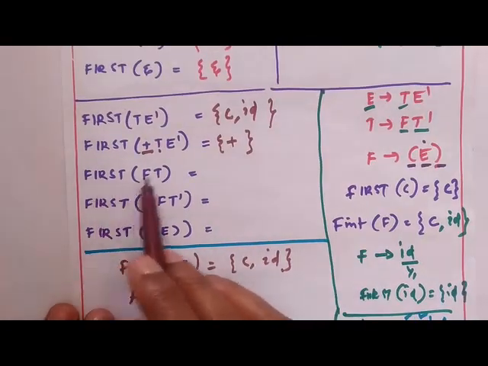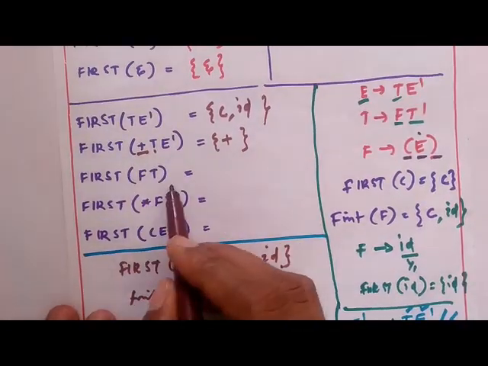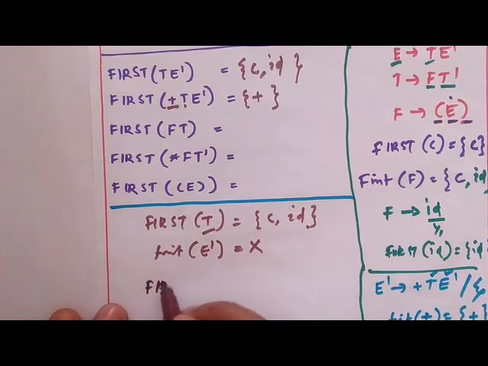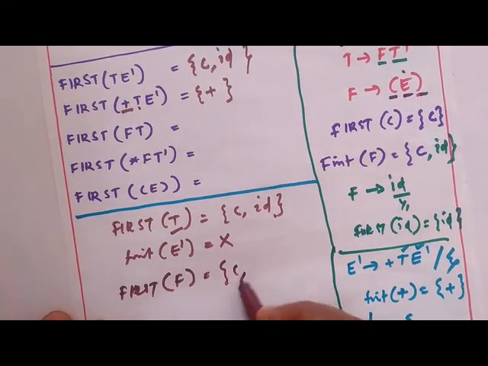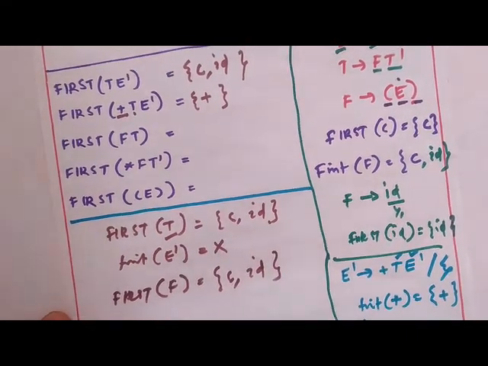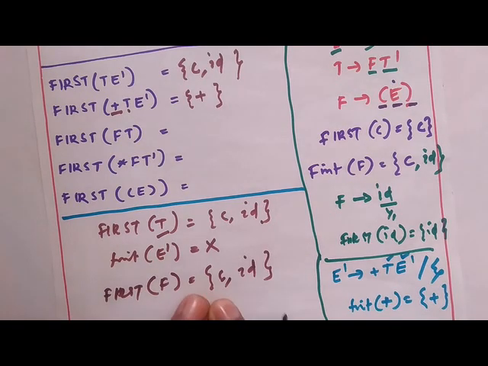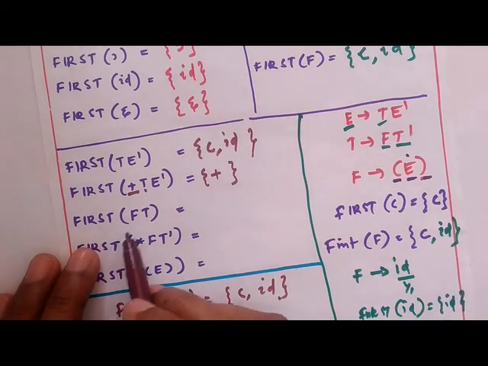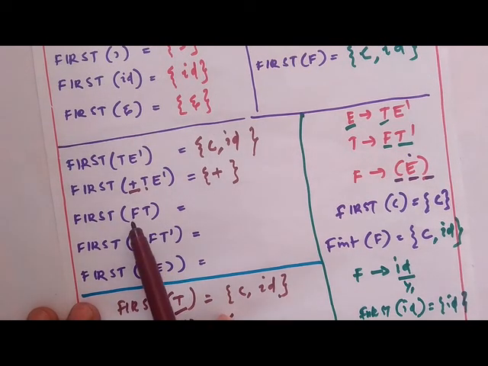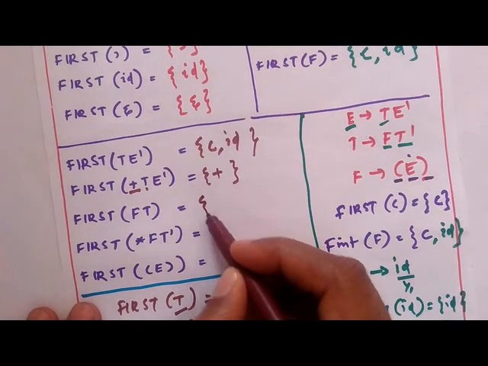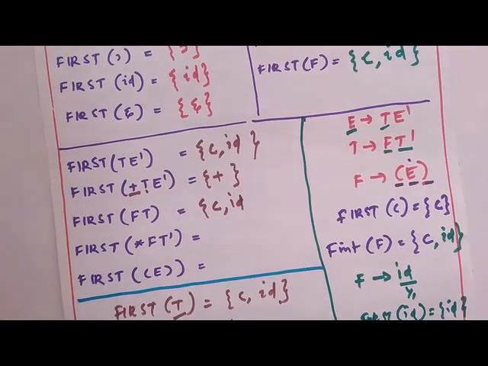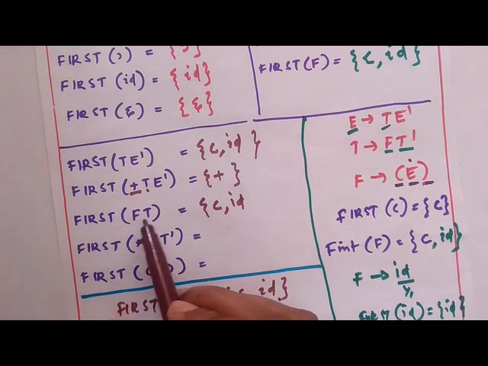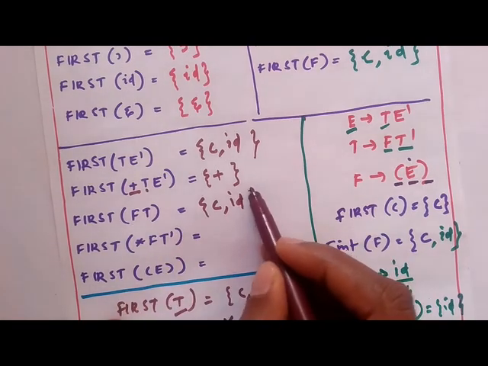Next thing is first of F T dash. Computing it means first we need to compute first of F. First of F we already computed, which is left bracket and id. So we add those two symbols, left bracket and id, and first of F does not contain epsilon, so no need to compute first of T dash. So first of F T dash contains only these two symbols.